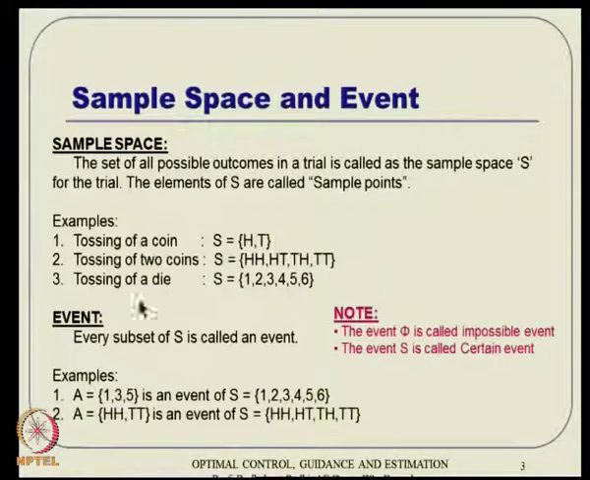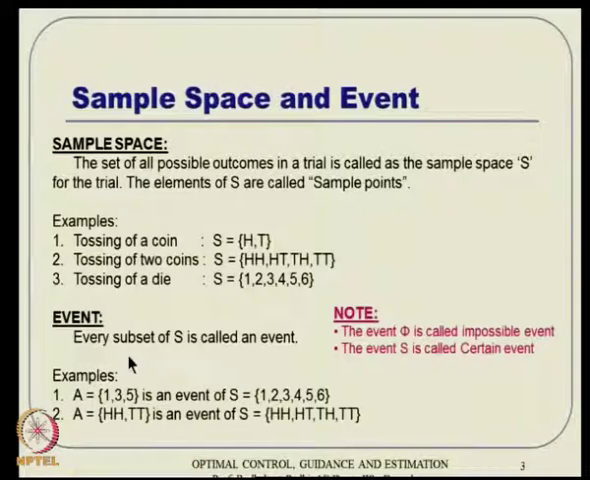If you toss two coins simultaneously, obviously there are 4 possibilities: head-head, head-tail, tail-head, or tail-tail. Each of these combinations is a sample point, whereas the total set S is the sample space. Similarly, a die has 6 sides. Here each of 1, 2, 3, 4, 5, 6 is a sample point, whereas the total collection of all the sample points, defined as a set, is the sample space.